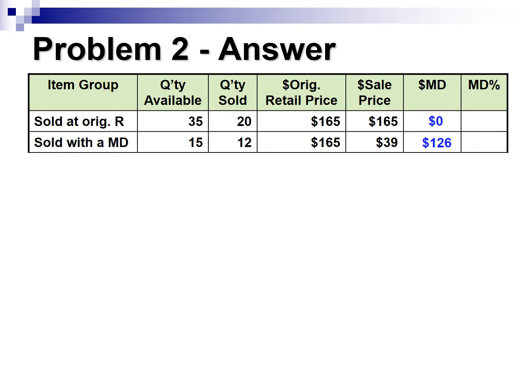From this, we can first calculate dollar markdown. We may not calculate markdown percent, but dollar markdown is a key piece of information we definitely need to have, right? From the first line, original retail 165, sale price 165. That makes the dollar markdown to be 0. Okay. The second group, the difference between the original retail and sale price was 126. So that's the dollar markdown for the second group.